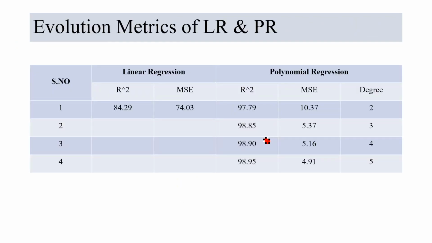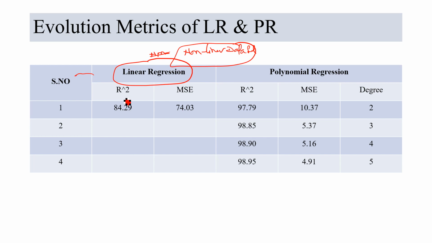Suppose you see the given data set, our data set is a nonlinear data set. On the nonlinear data set, if you apply linear regression, the R square will be 84% and the mean square error will be 74.03. What the mean square error and R square are, I am not discussing here; I already explained in my previous lectures. On this same data set, if you apply polynomial regression, you get an R square of 97.79, approximately 98%, and a mean square error of 10.